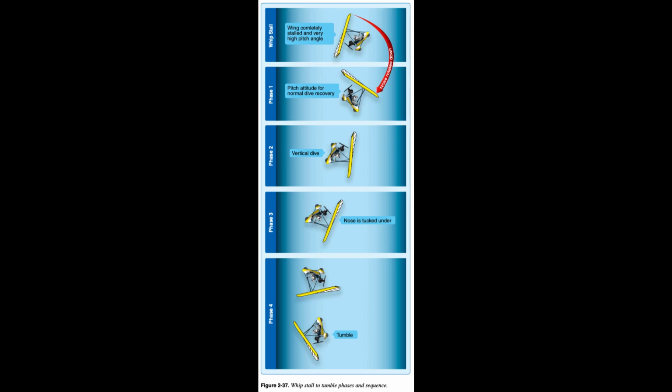Whip stall, a tuck, a tumble. A WSC aircraft can get to a high pitch attitude by flying outside its limitations or flying in extreme/severe turbulence. If the wing gets to such a high pitch attitude and the AOA is high enough that the tips stall, a whip stall occurs. Figure 2.37.